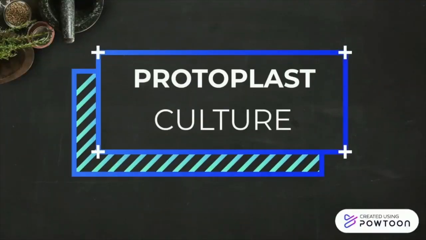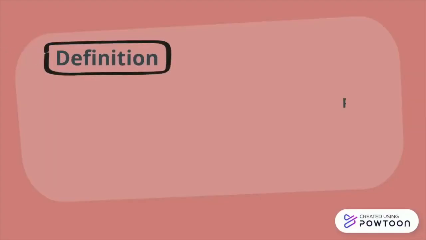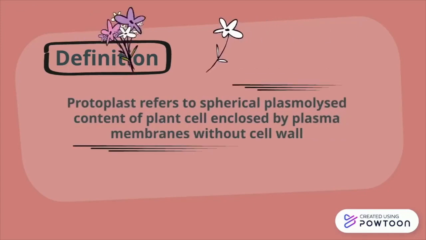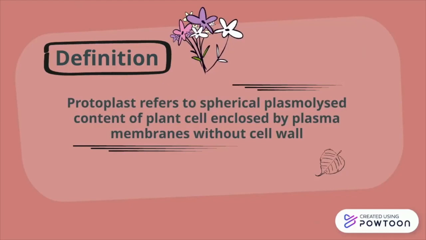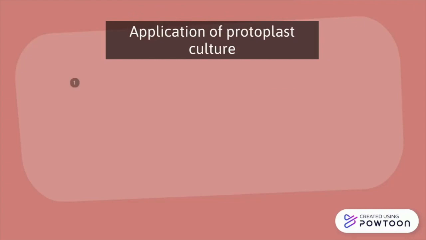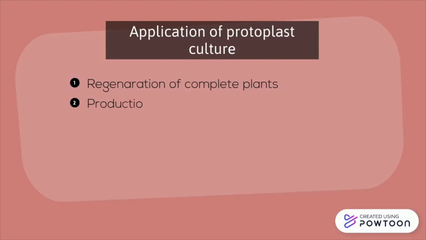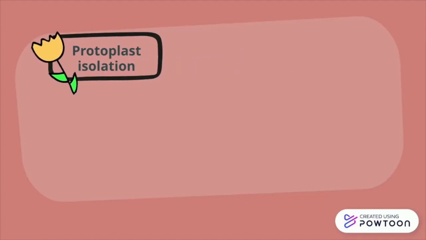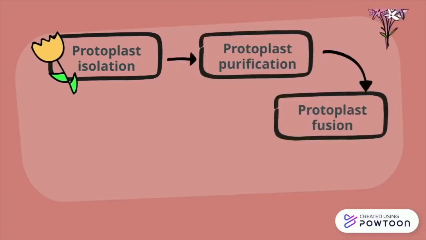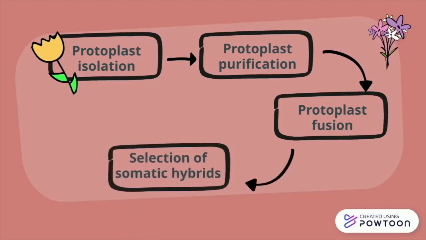Protoplast culture. The definition: protoplast refers to the spherical plasmolyzed content of a plant cell enclosed by plasma membrane without cell wall. Applications of protoplast culture involve the regeneration of complete plants and production of hybrids of sexually incompatible species. Steps involved in protoplast culture are protoplast isolation, protoplast purification, protoplast fusion, and selection of somatic hybrids.